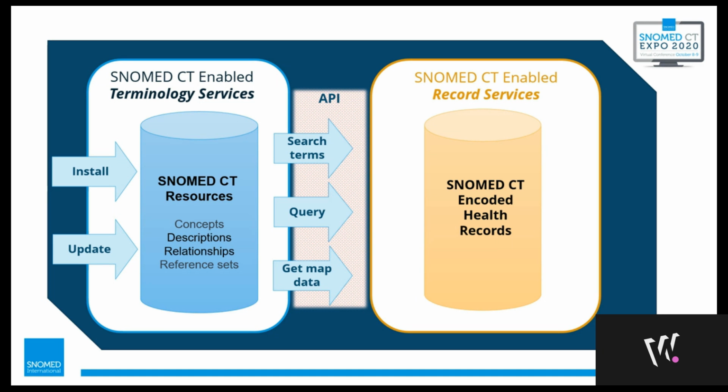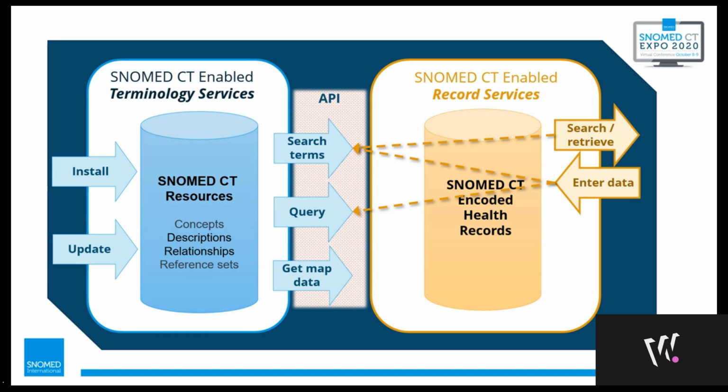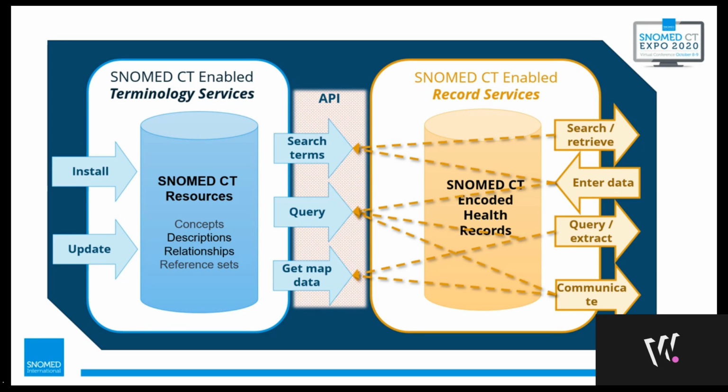Each record service is then able to call one or more terminology services to support the required functionality. For example, a search and retrieve record service may use the search terms terminology service, and an enter data record service may use the search terms and query terminology services. A query or extract record service may use the query and get map data terminology services, and a communicate record service may also use the query and get map data terminology services.